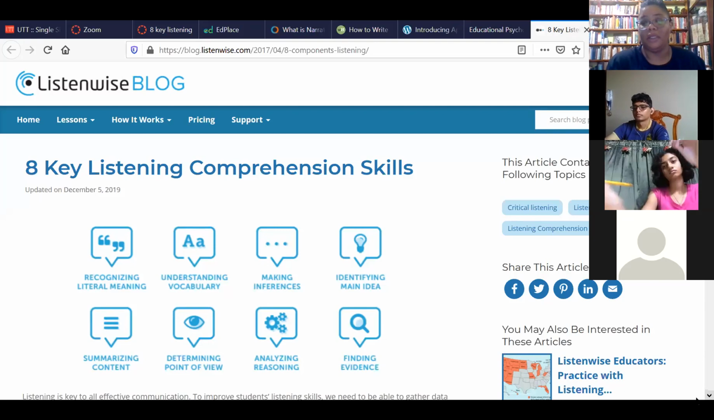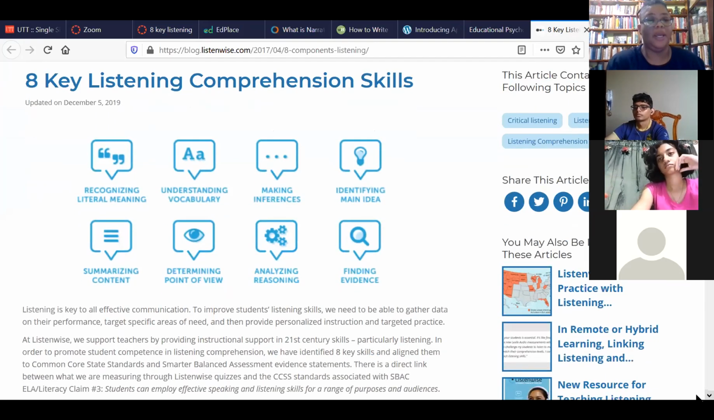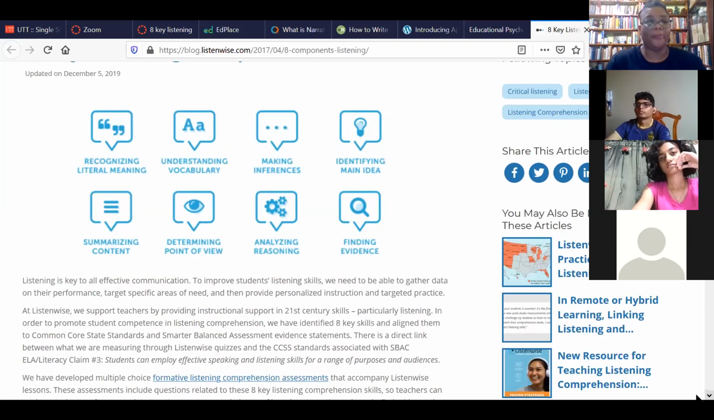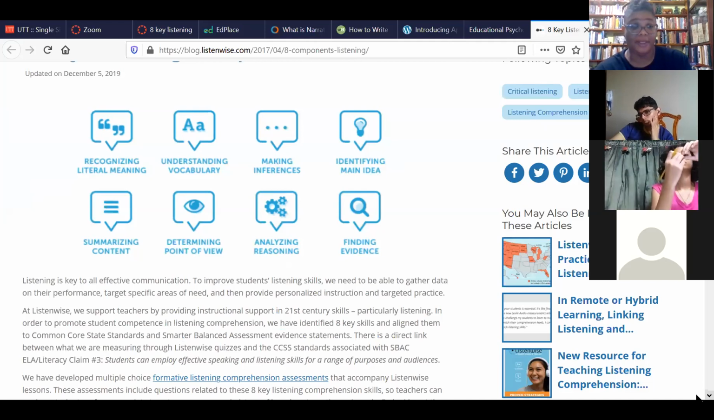So to reiterate, and you see some overlap here, how do we do critical and comprehensive or active listening? They're different phases. There's recognizing the literal meaning. So we're looking at the words. What do the words actually mean?